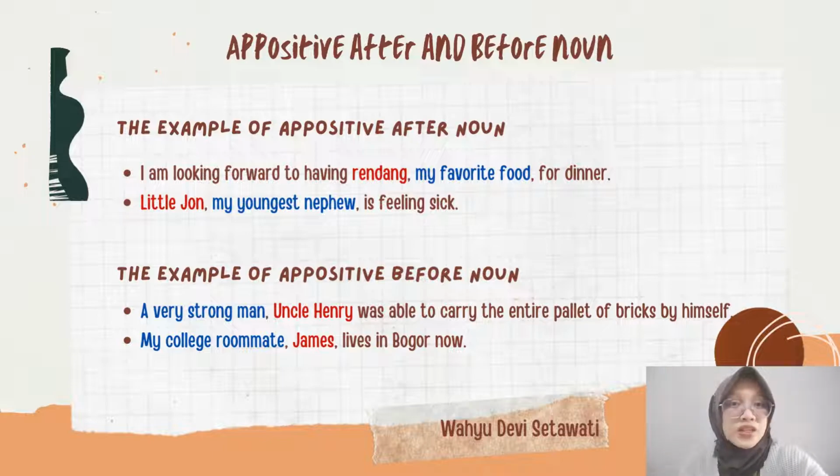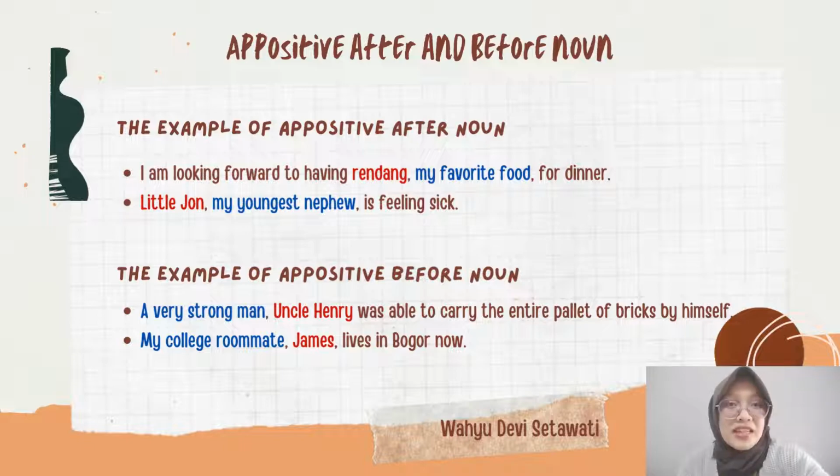So here is the example of an appositive after a noun. I'm looking forward to having rendang, my favorite food, for dinner. The word rendang is the noun, and the phrase my favorite food is the appositive noun phrase. Little John, my youngest nephew, is feeling sick. The word Little John is the noun, and the phrase my youngest nephew is the appositive noun phrase.